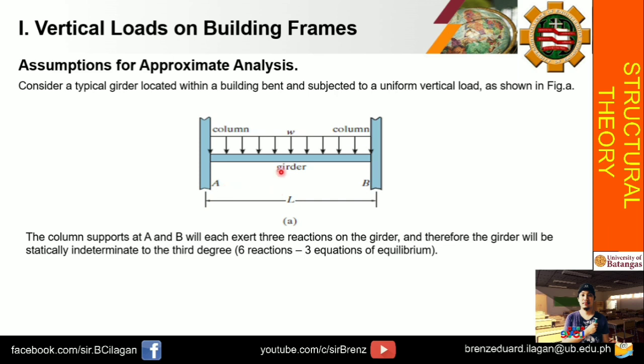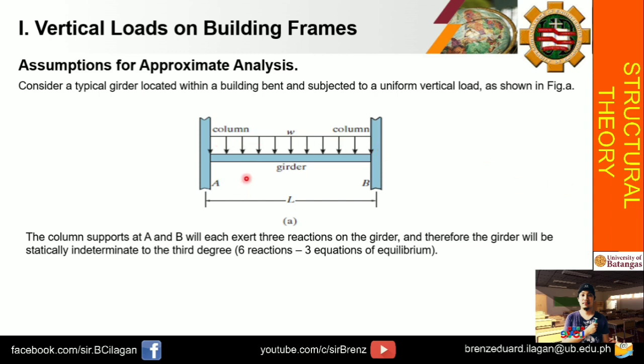And in that girder, again, it is connected to this column. Okay? It is rigidly fixed, as shown in figure A. So, given the distance L, ang L guys dito is the distance between the center of the first column up to the second column. So, this is the distance between column A and column B. Again, from the center ha.